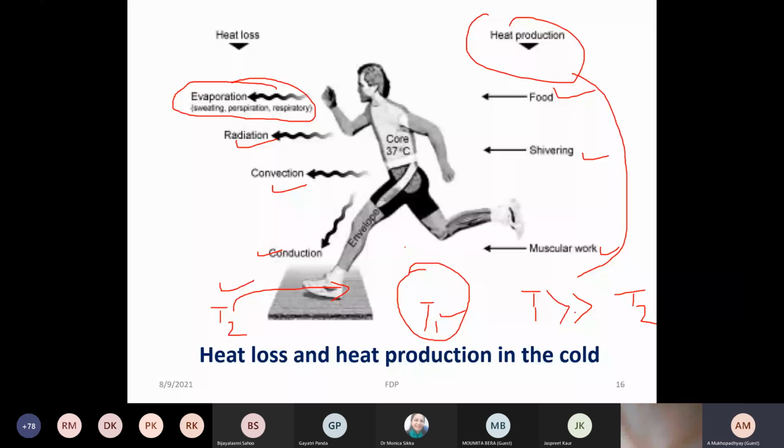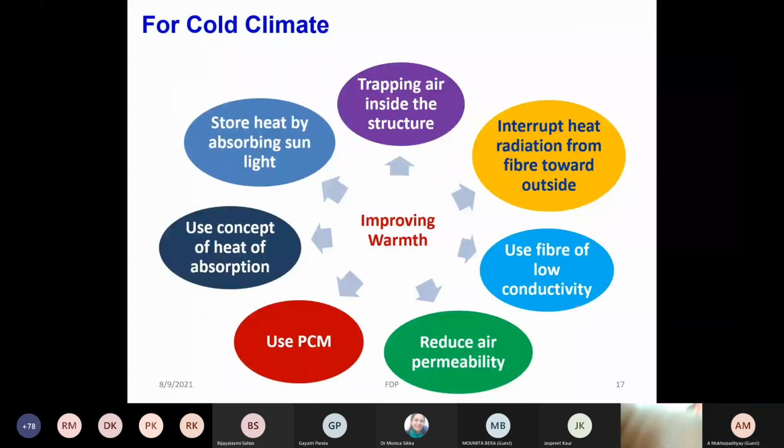Any question till now? Should I proceed further, if there is no question?